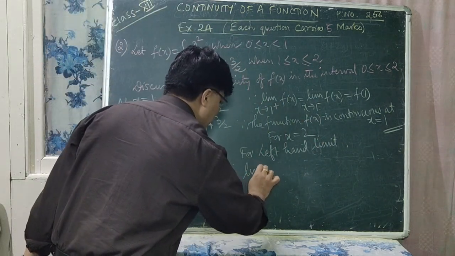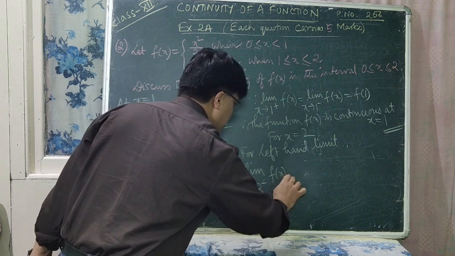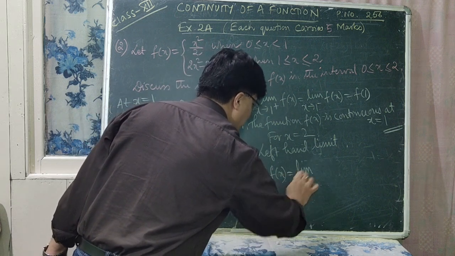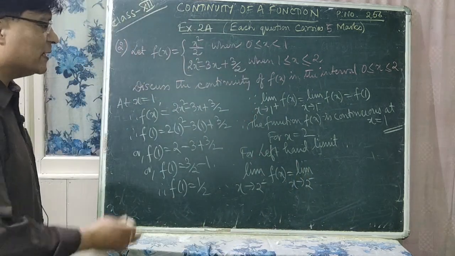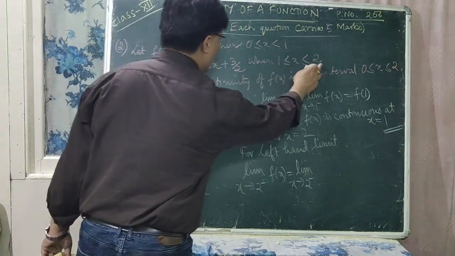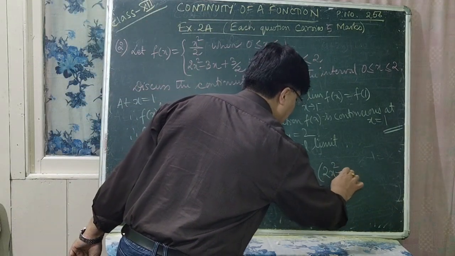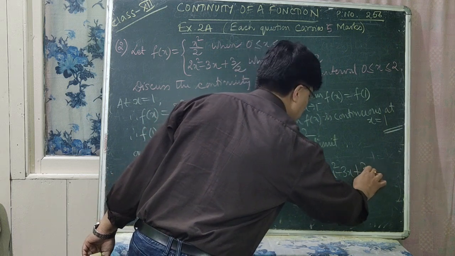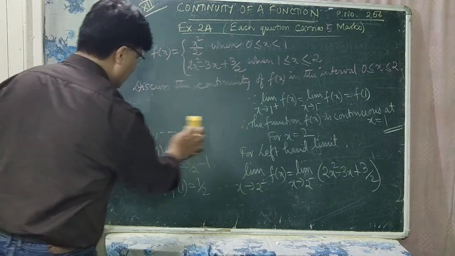at x is equal to 2, how will you write it? Limit x tends to 2 minus f of x, which is equal to limit x tends to 2 minus. 2 minus means x is less than 2. You know that, isn't it? When x is less than 2, what is the value for f of x? This one. So it is 2x square minus 3x plus 3 by 2. Right? So you put x is equal to 2.